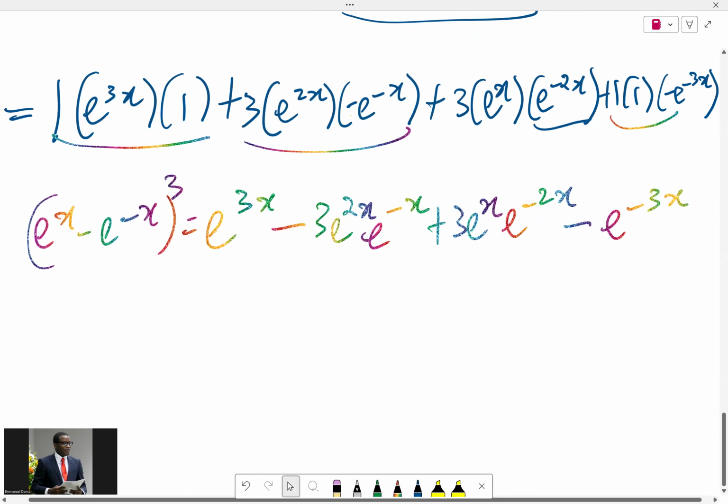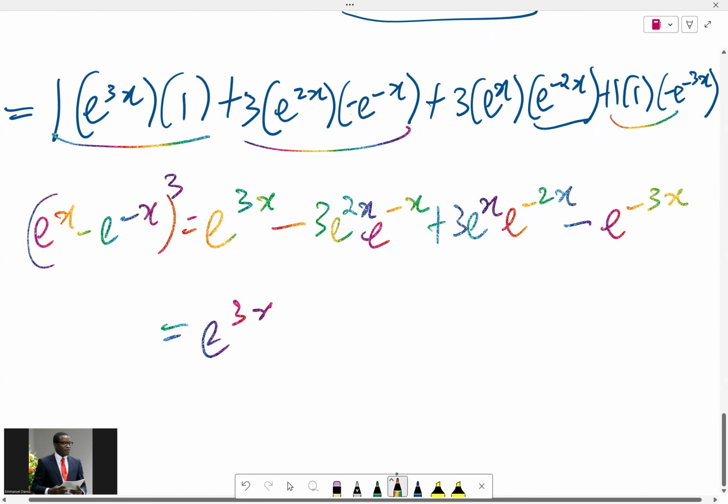We can keep tidying things up. So this is e raised power 3x. Then here 2x minus x will just be x. So we have minus 3 e raised power x, okay, plus e raised power minus x. That's actually 3 e raised power minus x, because x minus 2x is minus x. Then minus e raised power minus 3x. Okay.